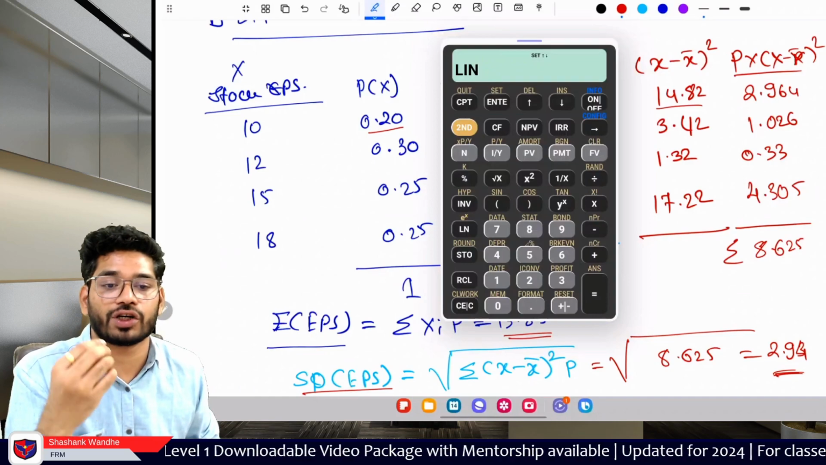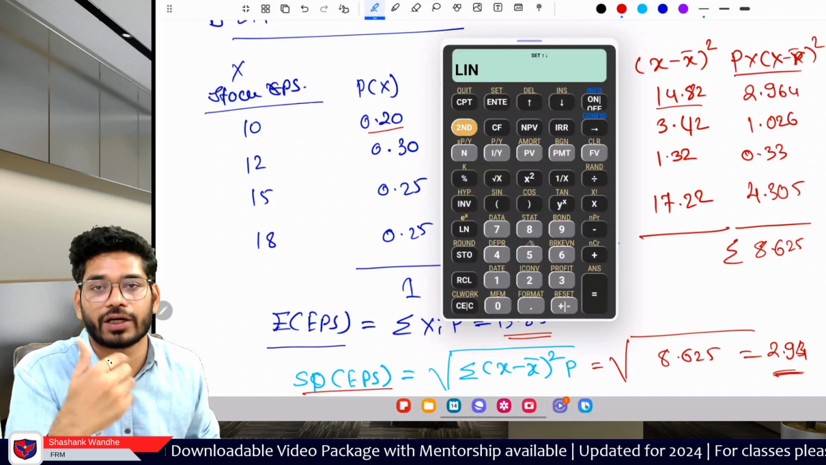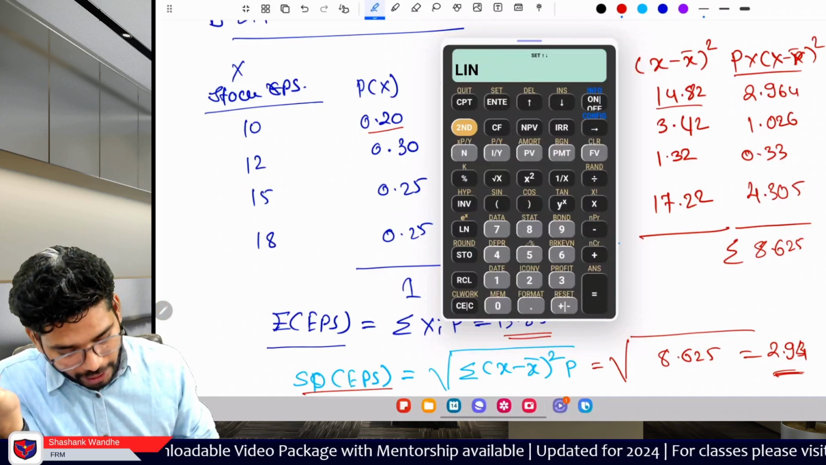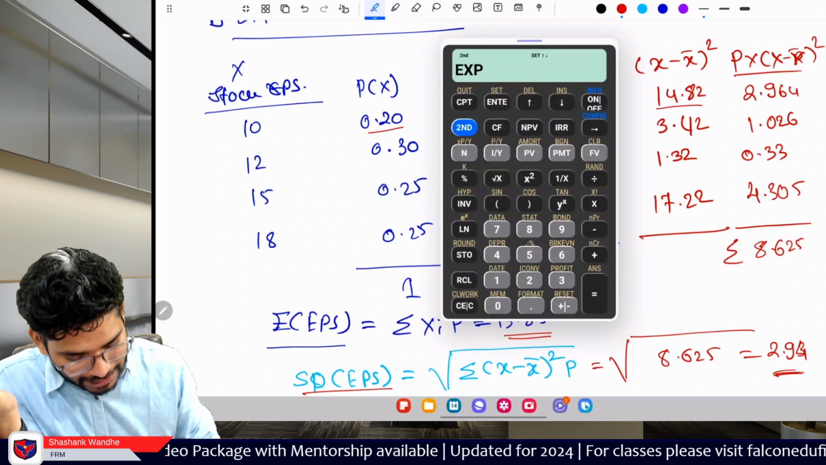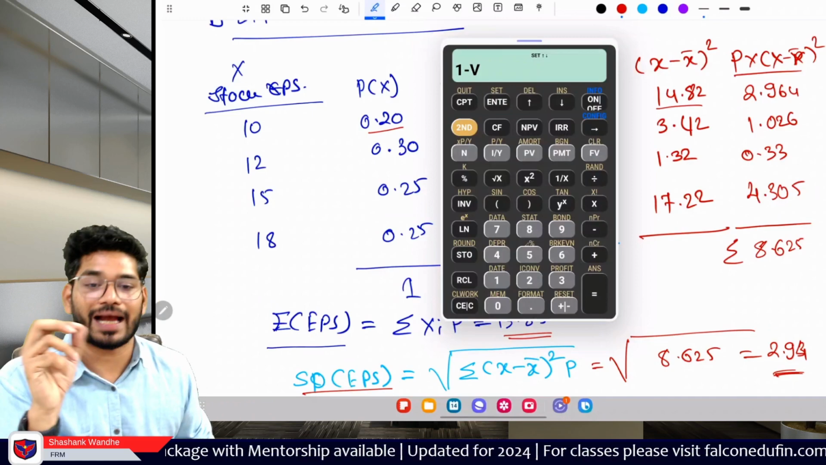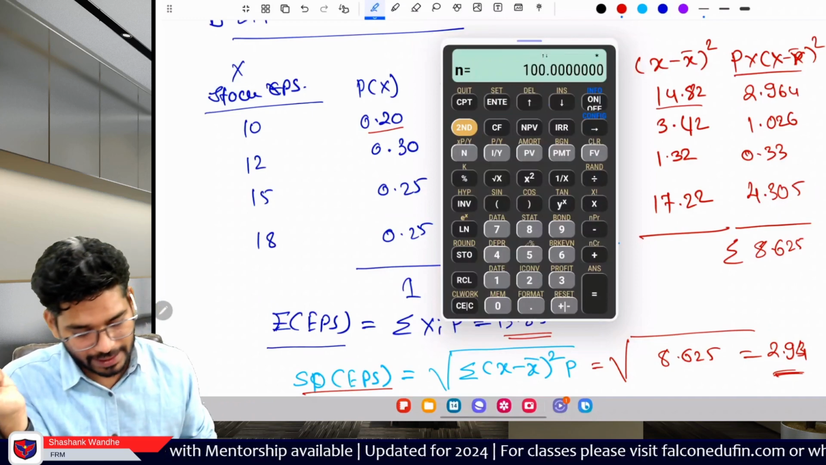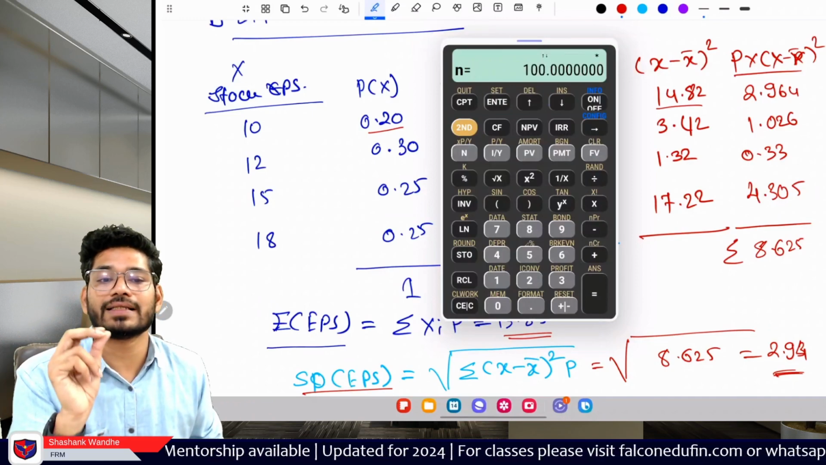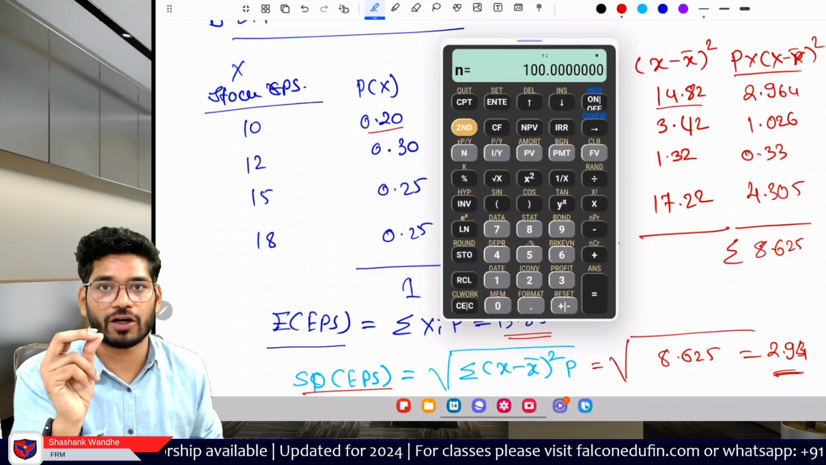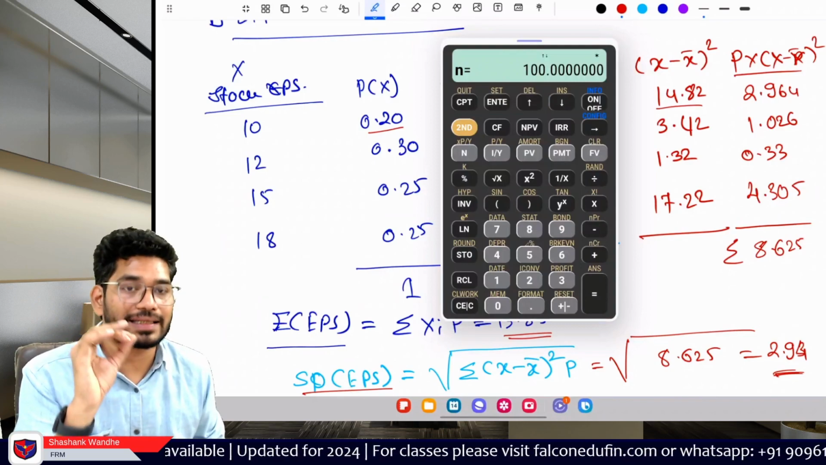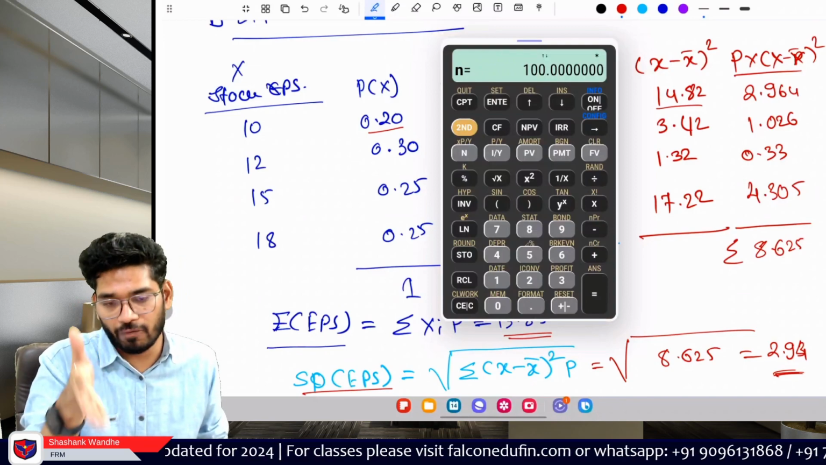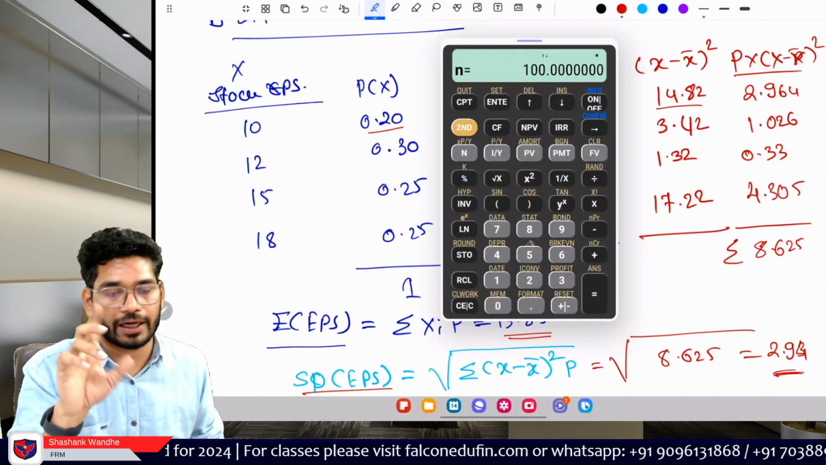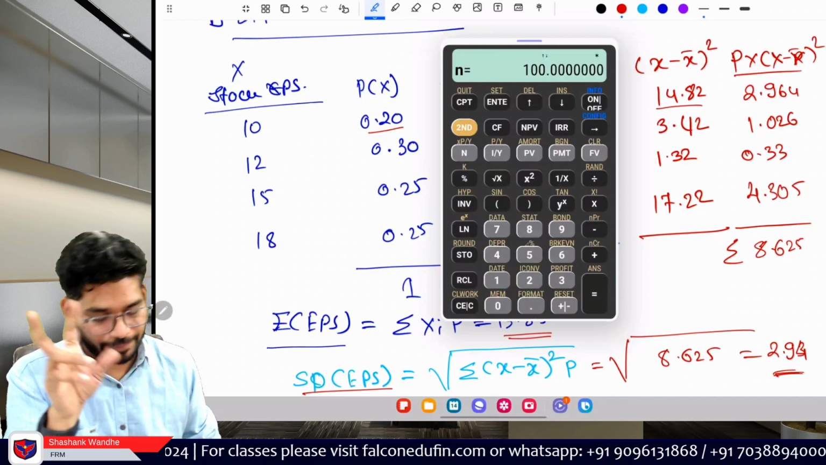So for probability calculation we have to enter this calculator into 1V mode, and to enter it into 1V mode you have to press second set, second set, second set, second set, and this is the 1V function. Now if you press down, you will see n is equal to 100. What is the meaning of this? 100% probability is captured. If your total is not 100 in y, you will get an error. So now n is equal to 100.